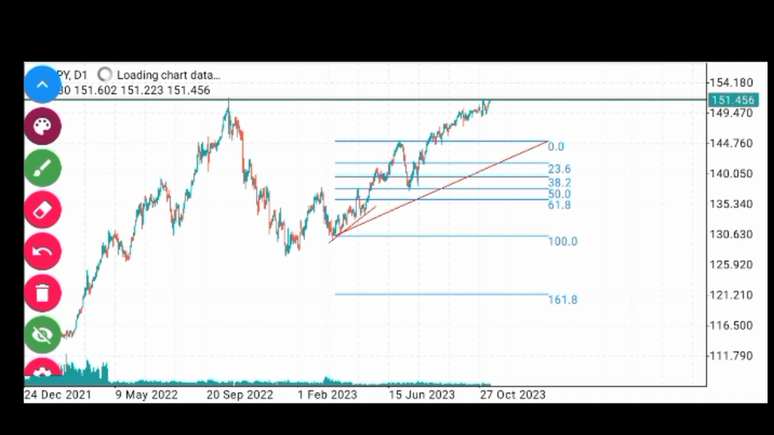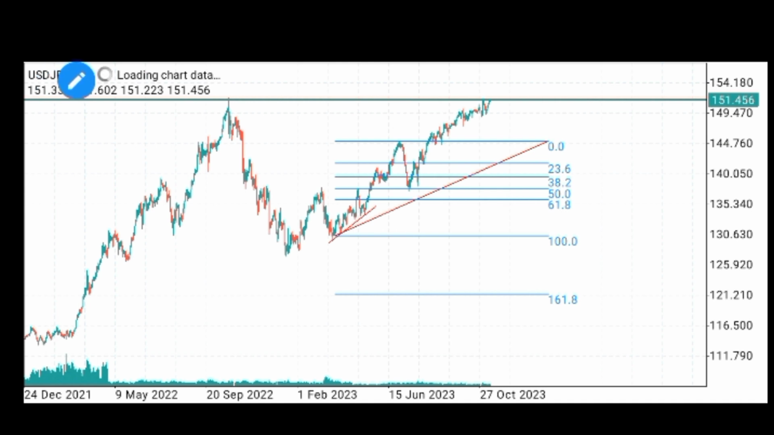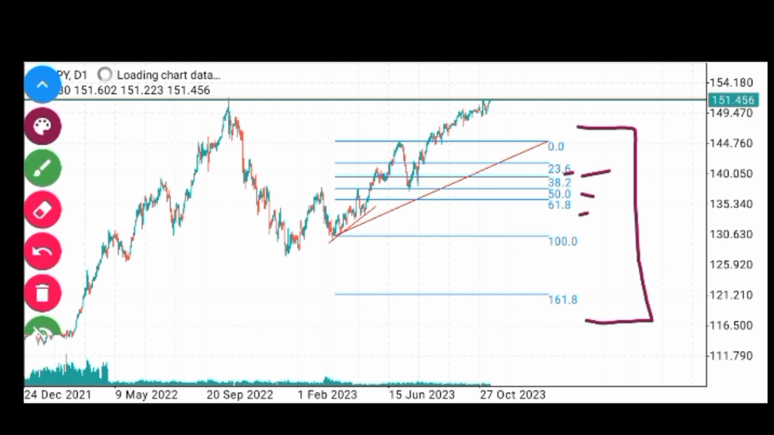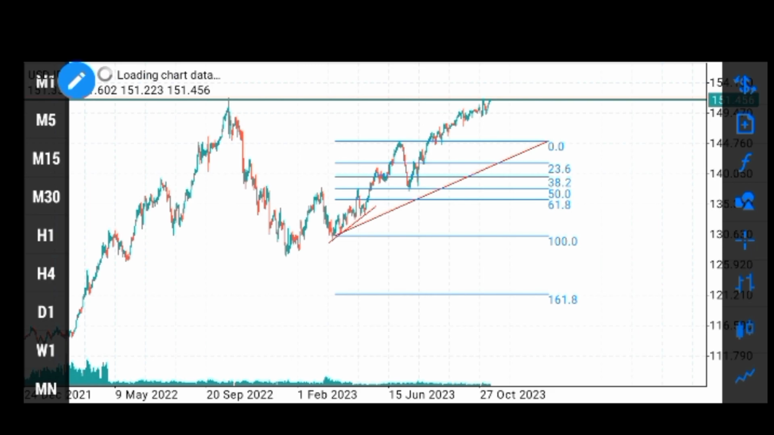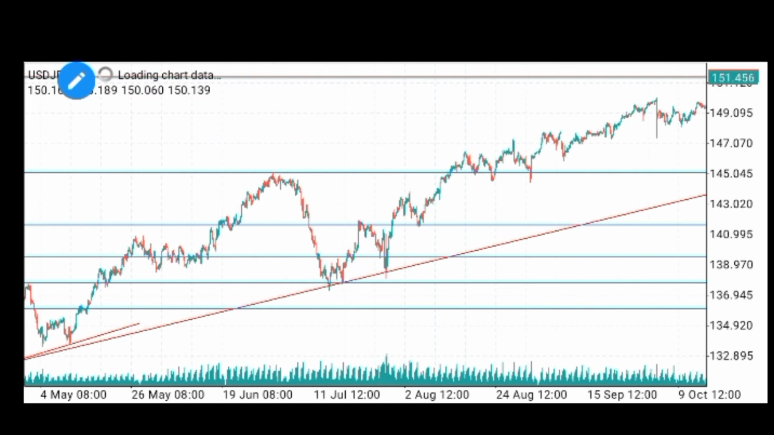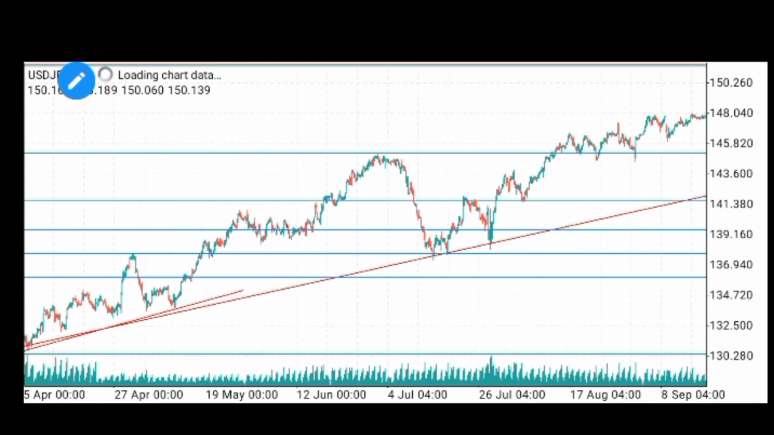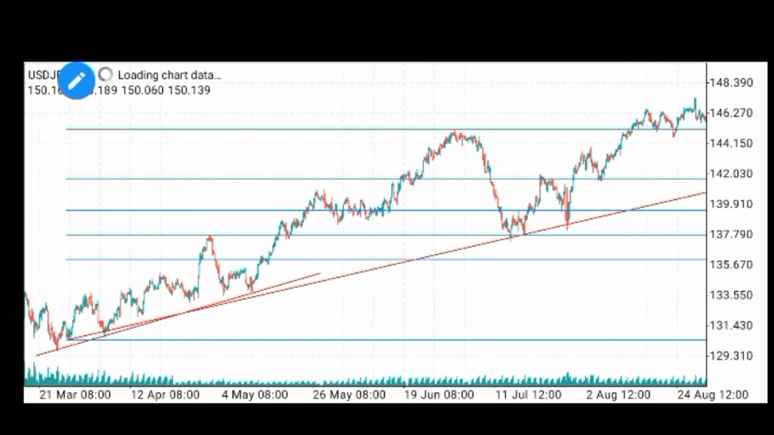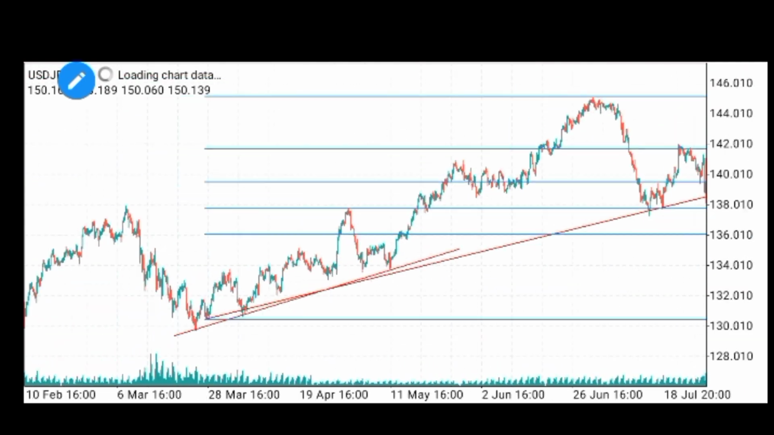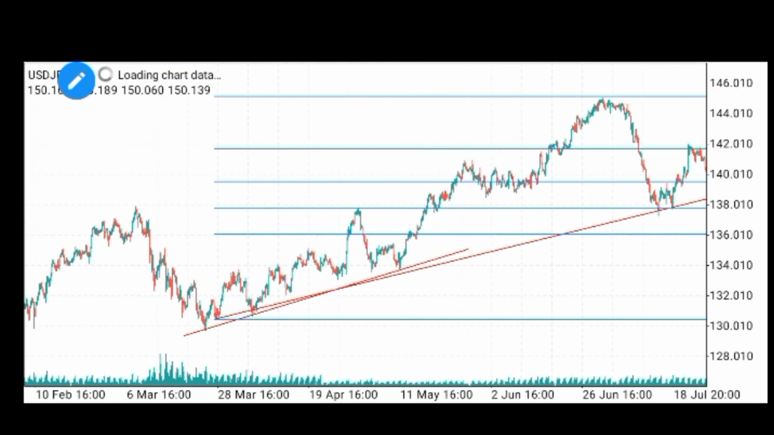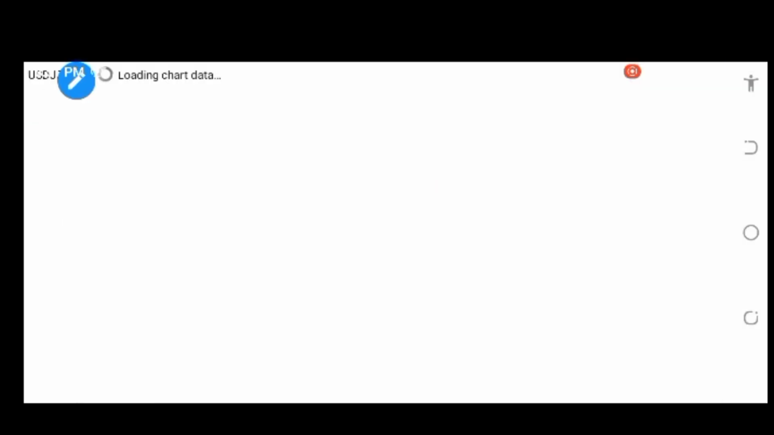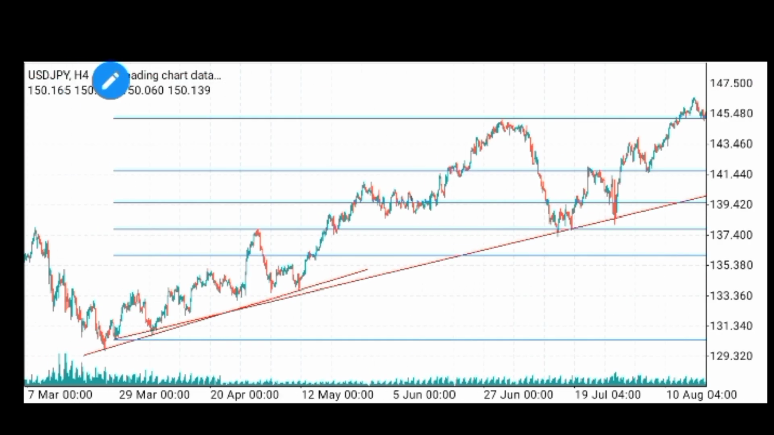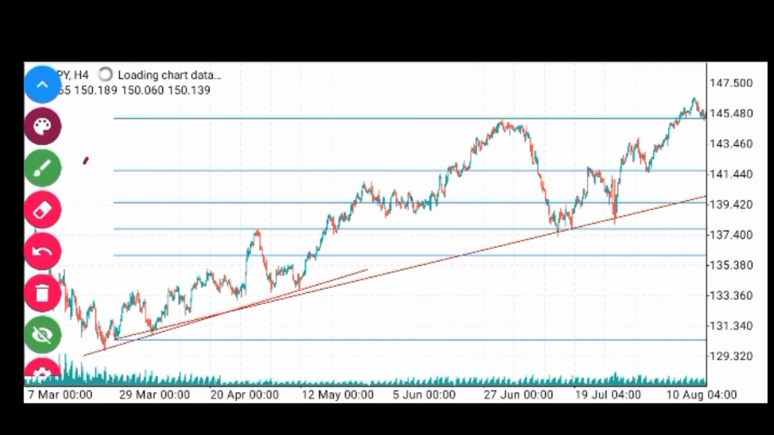So if I was to go down, notice that I already have my zones from the daily time frame. I already have my zones, and I can use any tool to identify them. Now if I went to another time frame, like the 4-hour time frame, let's go back to that region. If we were to trade this, what I can see here is a retracement.